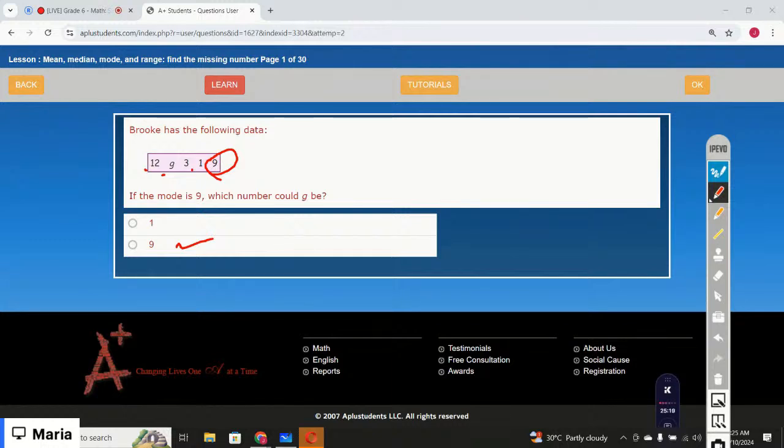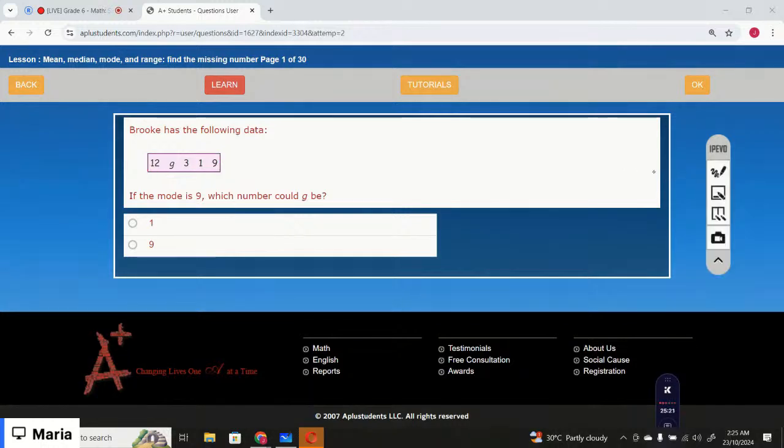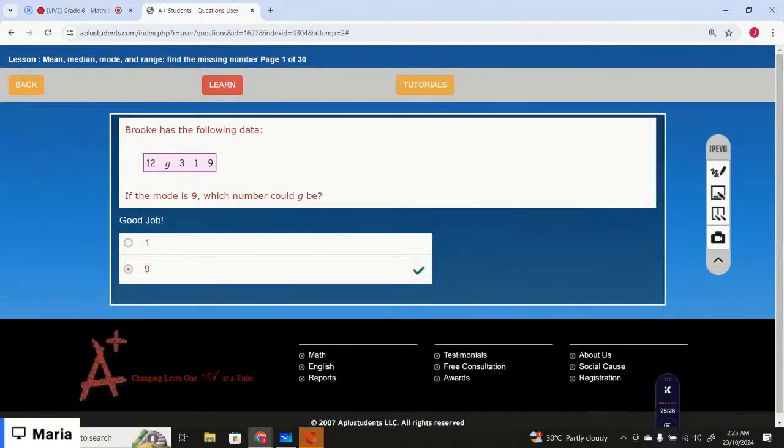So the correct option is 9. G equals 9. Option number 2 is the correct option.